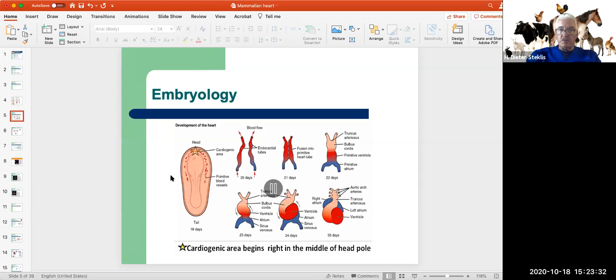Here's another view of it. If we look at the embryo, here's the head end and here's the tail end. You can see that the heart develops at the head end, basically just below the foregut. And here again, it shows these at day 20. This is the human embryo, by the way. You can see these two tubes, one on each side, that begin to fuse together. And then they begin to pump, they begin to pulsate.